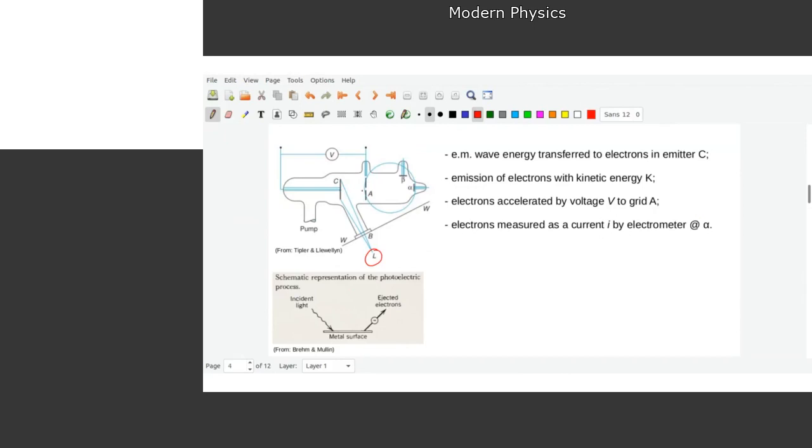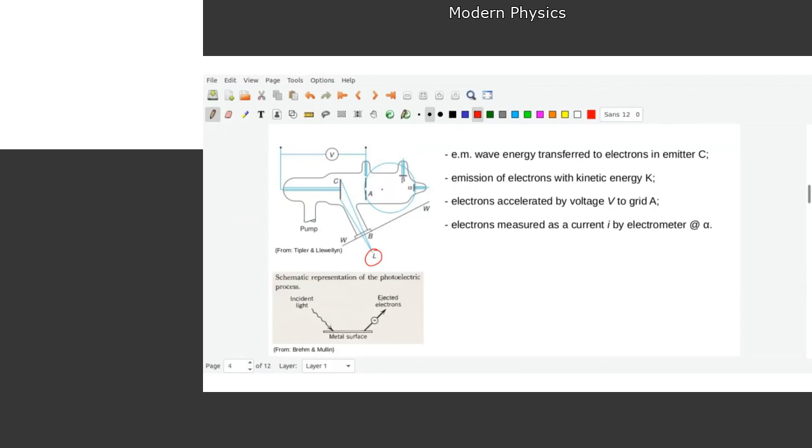The electrons which will be emitted by the cathode will pass through the anode. They will be accelerated or not to the anode, and they will pass through this hole. After that, there is no electric field here, and they will be detected at the end of the recipient, the glass bulb, as a current.